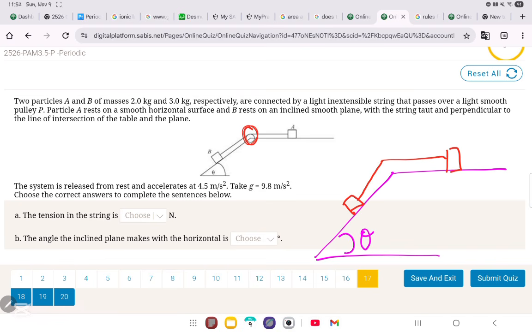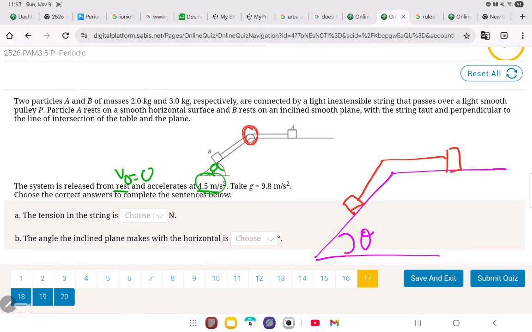Now two particles A and B of masses 2 kg and 3 kg respectively are connected by a light inextensible string. That means it cannot get bigger or expand. That passes over a light smooth pulley. That means we will not consider any friction in the pulley. Particle A rests on a smooth horizontal surface and B is on an inclined smooth surface with the string taut, and so on. The system is released from rest, v initial equals 0, and accelerates. This is the acceleration. Take g to be 9.8.